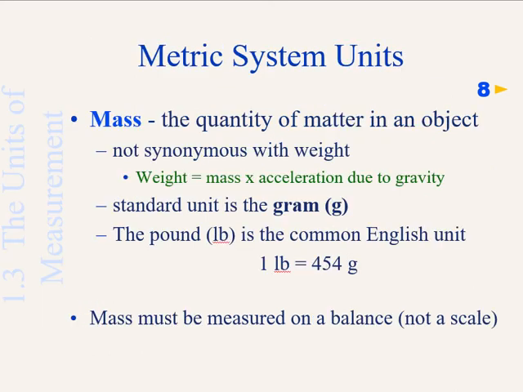For example, the first unit, apart from length that I just mentioned, the next one is mass. Mass is the quantity of matter in an object. It's not the same thing as weight. Weight is mass times acceleration due to gravity. Now, in the English unit, we use the pound, and the English unit is related to the metric unit of gram. Gram has the lowercase abbreviation g, and 1 pound equals 454 grams. We measure mass on the balance. In the lab, we will see the analytical balance, and whenever we use it, we are measuring the mass.